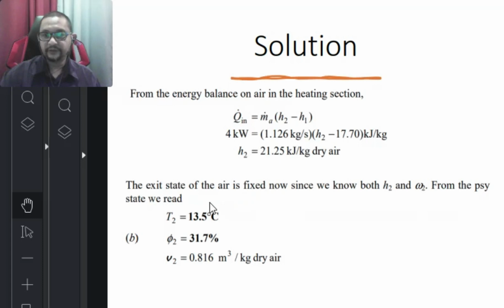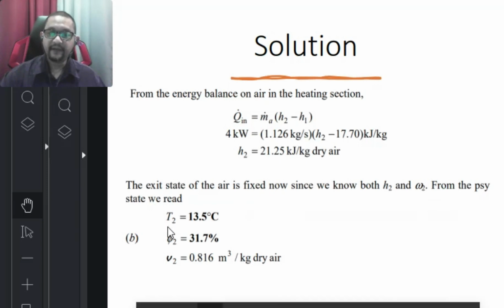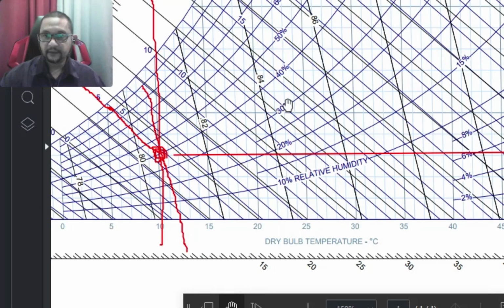Then to know the exit state of the air, now you have H2, and also you have omega 2. So look again on the psychrometric chart, then you can find T2 based on H2 and omega 2. Okay, let's see H2. H2 is about 21. Okay, we go to H2 21.